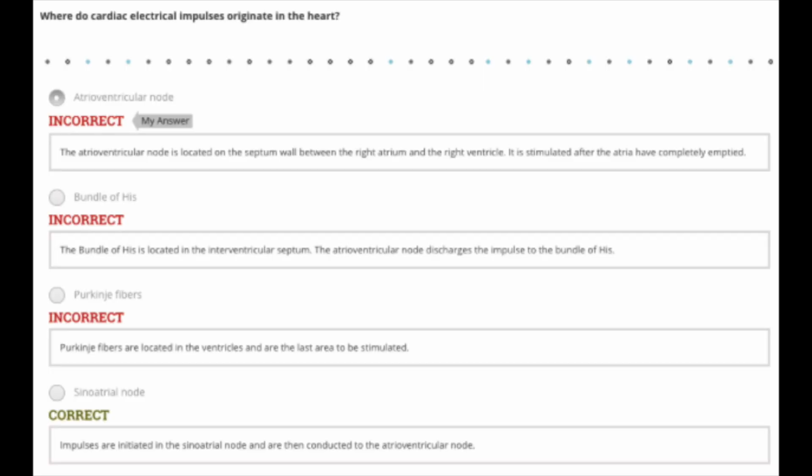Where do cardiac electrical impulses originate in the heart? Okay, so answer choices are A, atrioventricular node, B, bundle of His, C, Purkinje fibers, or D, sinoatrial node. And the answer is going to be D, sinoatrial node, because that's where they originate in the heart. That's going to be something else that you guys are just going to have to memorize. There is a whole diagram that you can look up on Google or on YouTube, and it'll show you where it starts and how it finishes.